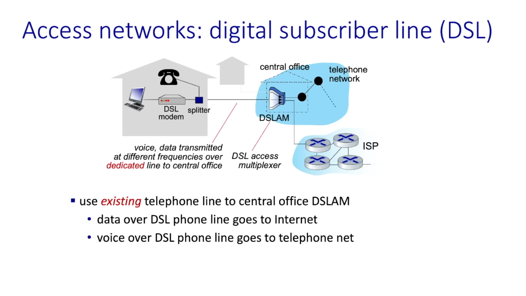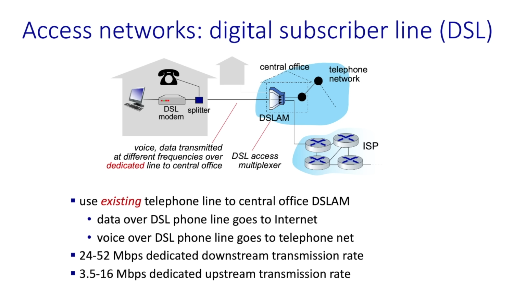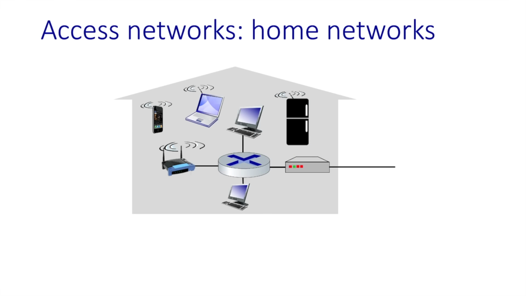Now, like cable networks, DSL lines are also asymmetric, with a 24 to 52 megabit per second downstream transmission rate and a 3.5 to maybe 16 megabit per second dedicated upstream transmission rate. And these transmission rates depend very strongly on the distance between the central office and your home. And indeed, if you're too far away, generally more than about 3 miles, you can't actually do DSL to the central office.